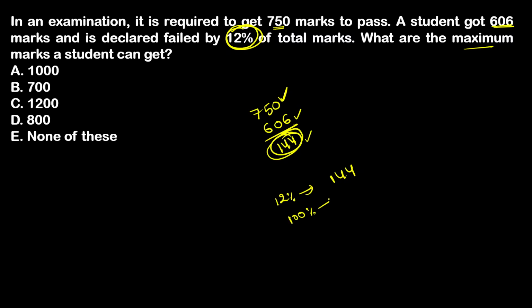Maximum marks, that's 100 percentage. If 12 percentage is 144, then 100 percentage will be 12 times 12, 144, 100 times 12, 1200. Hope this is clear.